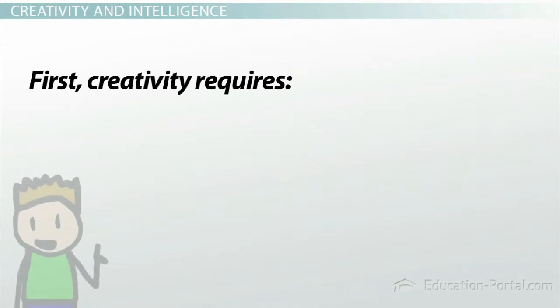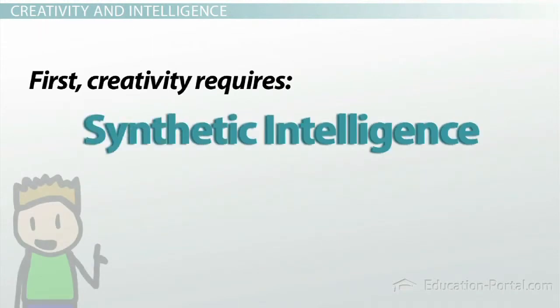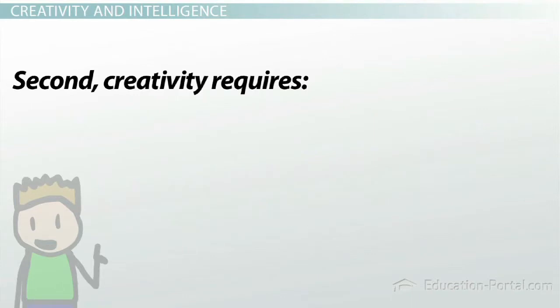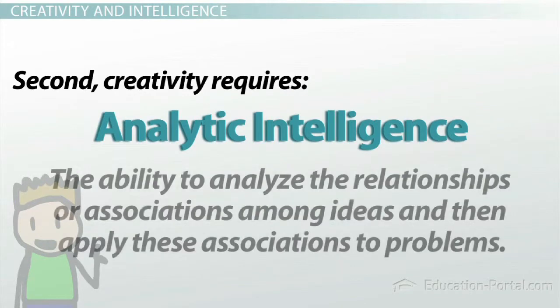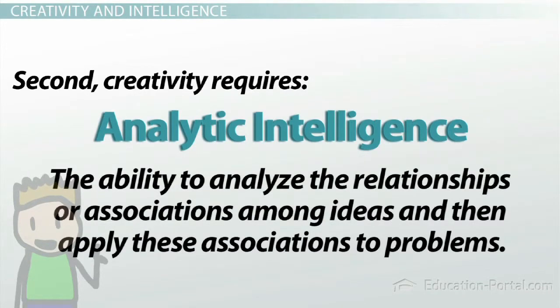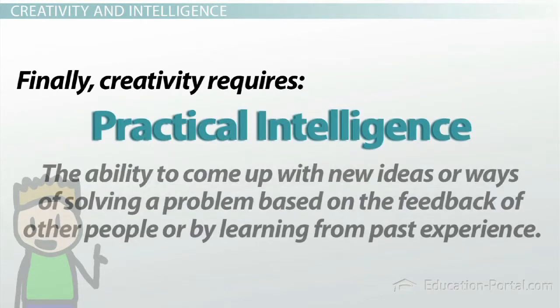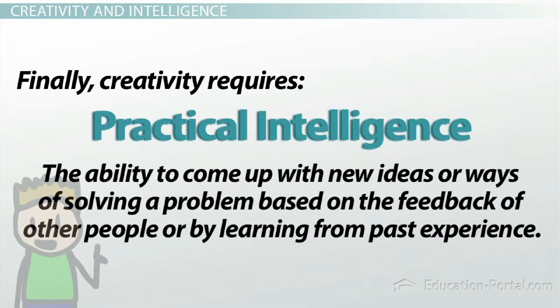He says that first, creativity requires synthetic intelligence, which is the ability to see or analyze a problem in a new, unique way. Second, Sternberg says that creativity requires analytic intelligence, which is the ability to analyze the relationships or associations among ideas and then apply these associations to problems. Finally, Sternberg argues that creativity requires practical intelligence, which is the ability to come up with new ideas or ways of solving a problem, based on the feedback of other people or by learning from past experience.